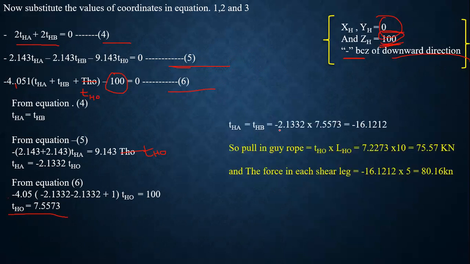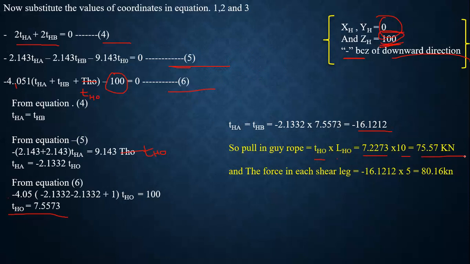Now THA will be equal to THB. So THA will be 2.1322 into 7.5573, and it will be equal to 16.122. So the pull in the guy rope will be equal to THO into length. THO is the tension coefficient and HO is the length of the member, the guy rope. So the tension coefficient for this member is 7.5573 into 10, where 10 is the length. So it will be 75.57 kilonewton.